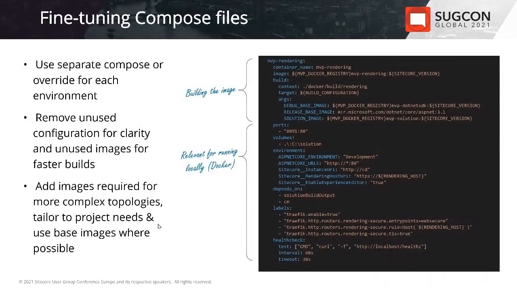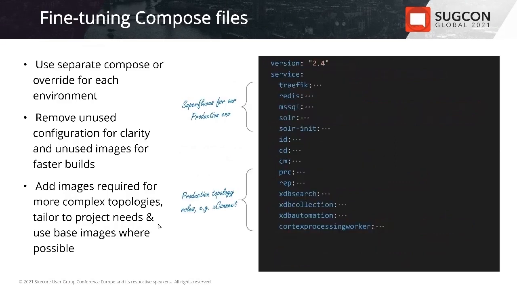So if we are going to fine-tune our Compose file, if you look at the Compose file, you see two areas. The first one is actually building the image, and the second one with the volume mounting and the environment variables is targeted at Docker. And you don't need them in your production pipeline. So what I would say is use separate Compose files or override them, use an override for each environment, because you want to remove unused configuration for clarity. And you also want to remove unused images to build faster.